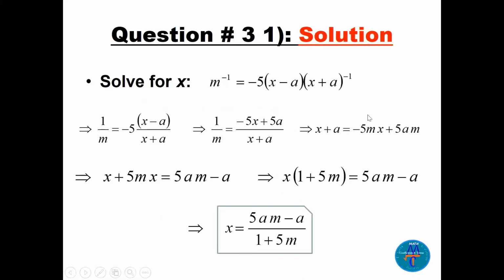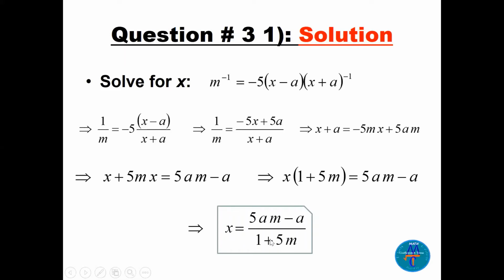So I take all the x's together, x plus 5mx, and then take a to the other side, minus a. See, now you have to take the x out. That's the little trick. Take x outside with the common factor 1 plus 5m, because I need 1x equals this one. So 5am minus a, divided by 1 plus 5m, this is x.